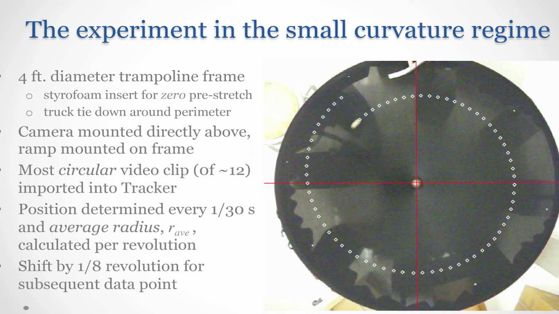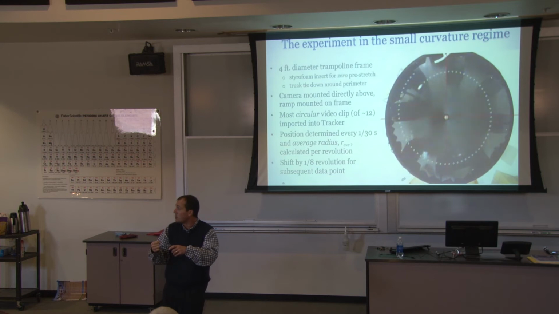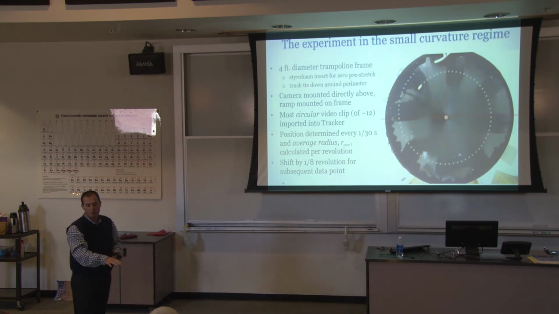The way I did this was I took a big piece of styrofoam and cut it out such that it fit perfectly inside of here. I effectively made a tabletop. Once I made the tabletop, I draped the spandex fabric over the top, and we took a truck tie-down, wrapped it around the outside, ratcheted it down nice and tight so it wouldn't move, and then I removed the styrofoam insert from inside.